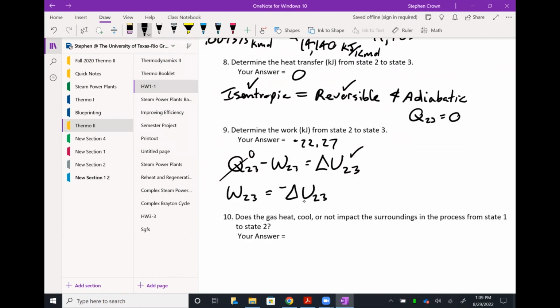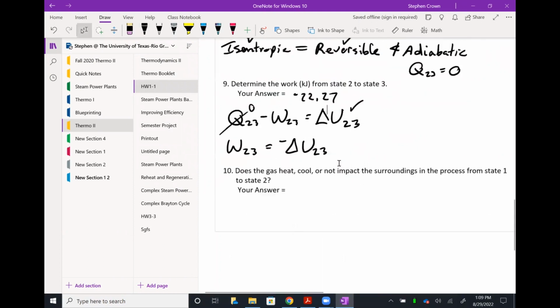All right, then finally, does the gas heat, cool, or not impact the surroundings in the process from state 1 to state 2? That's our isothermal process. So we were compressing a gas. Normally, the gas would heat up if we compress it, but it didn't. It stayed the same temperature. How is that possible? Well, we must have been cooling the cylinder while we compressed the gas. And so when we cooled the cylinder, we heated the surroundings.